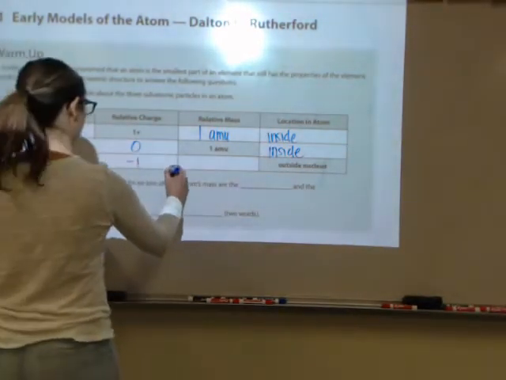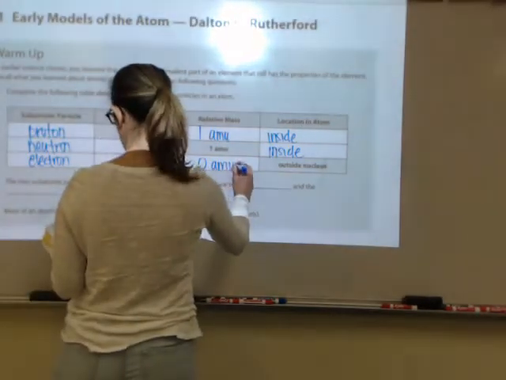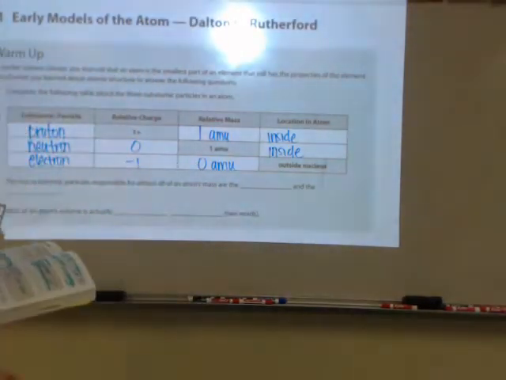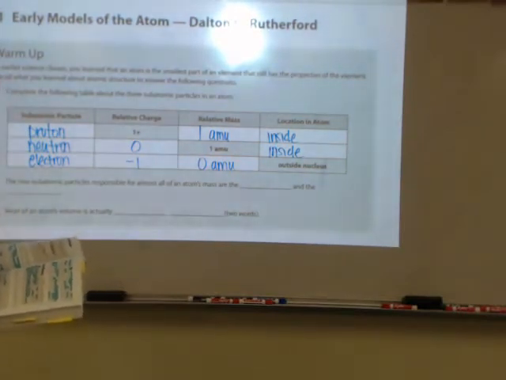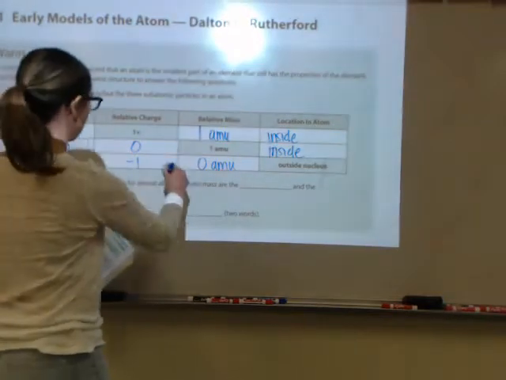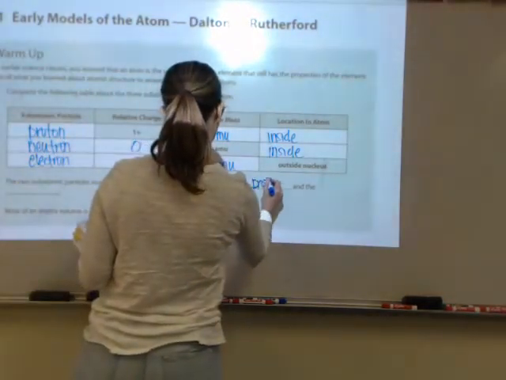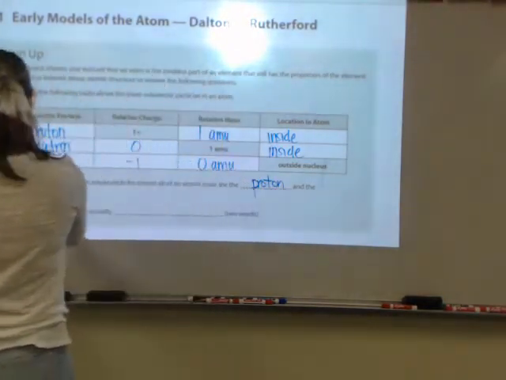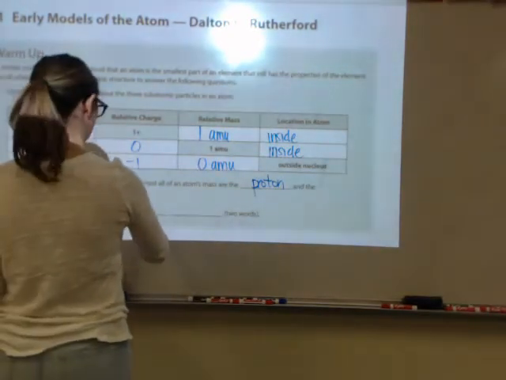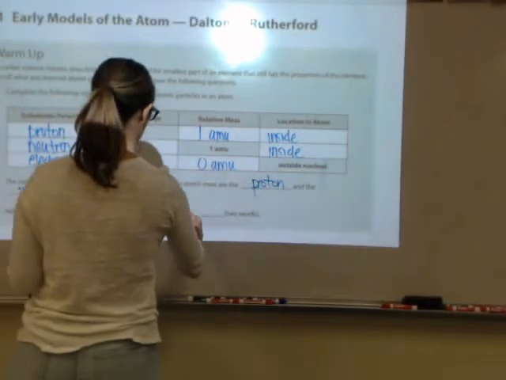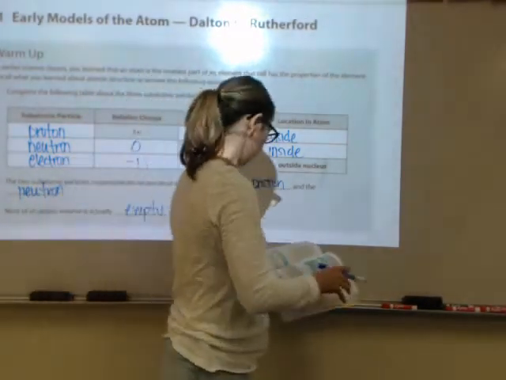They have a negative 1 charge, and their mass is so close to 0 that we say that they don't have a mass. The two subatomic particles that are responsible for almost all of an atom's mass would be our protons and our neutrons. And most of an atom's volume is actually empty space.